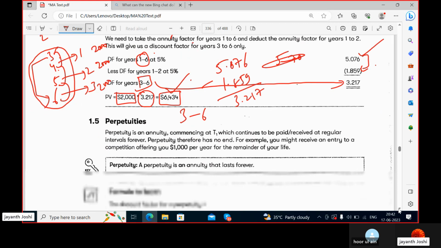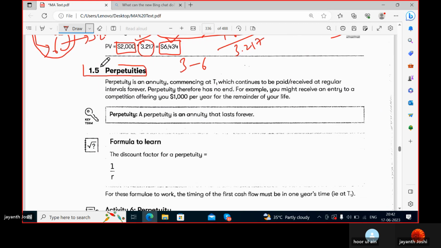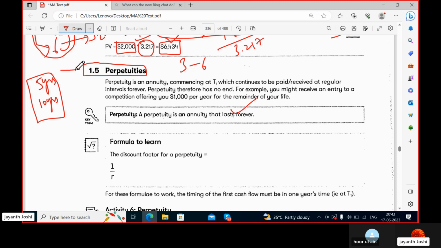So the next concept is perpetuities. What do you mean by perpetuity? See, now the annuity payments you were getting were for 5 years or for 10 years in my previous examples. But imagine if you get some annual payments for the entire lifetime, or it would last forever, let's say for an infinite period of time, that means till the time we are alive we will be getting the payments. Then that kind of annuity payment is called perpetuity.